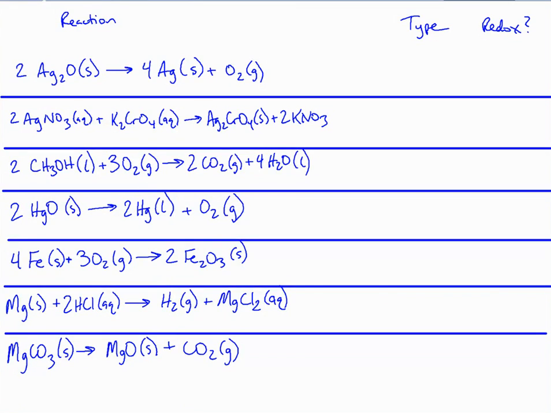So for each one of these, we can look at the type of reaction, and we can figure out its type based on the structure. So in this top one, we have one reactant turning into two products. The structure of this reaction tells us that it is decomposition.